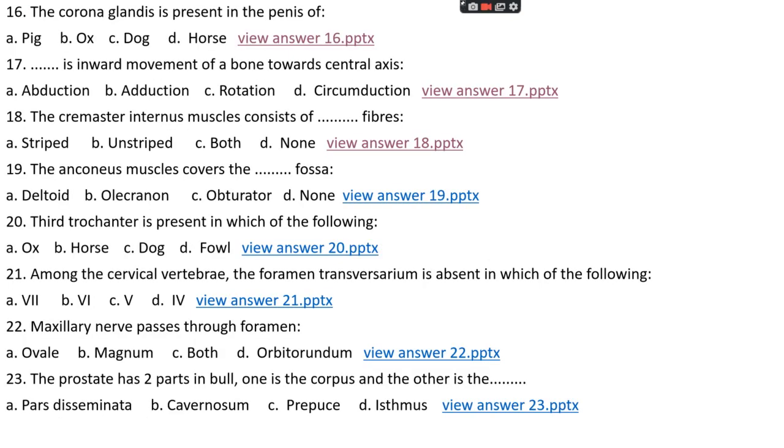Question number 19. The anconeus muscle covers the dash fossa. Option A, deltoid. Option B, olecranon. Option C, obturator. Option D, none. The right answer is option B, that is the olecranon fossa.